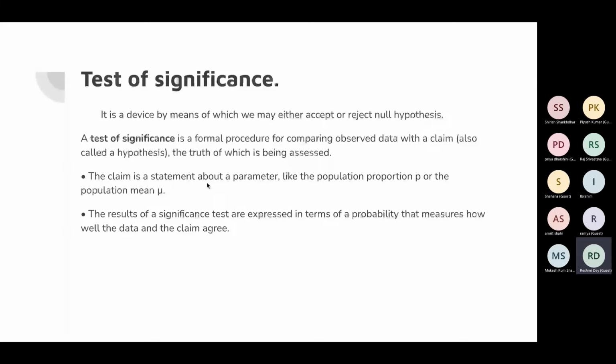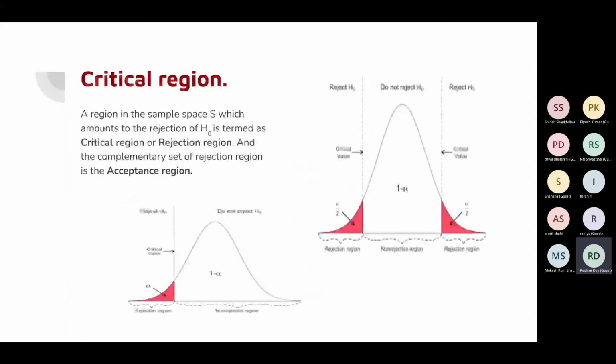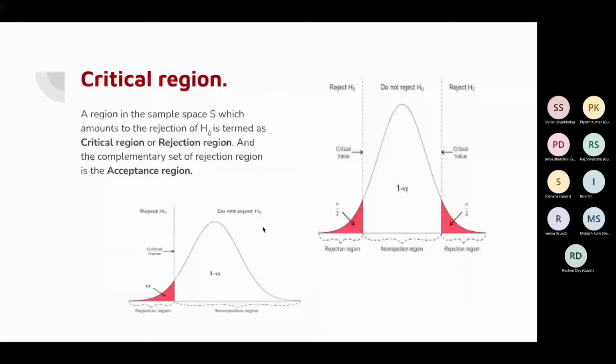The claim statement is about a parameter like the population proportion P or population mean. Suppose I'm making a null hypothesis that my population mean is equal to some specified mean, as in the previous example. I am basically making a claim on the population parameter, either on the population proportion or population mean.